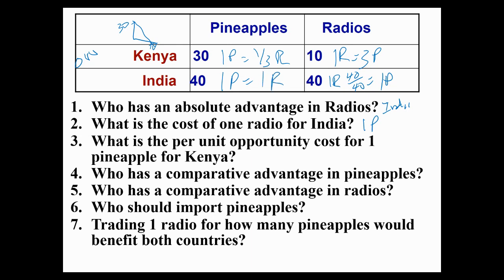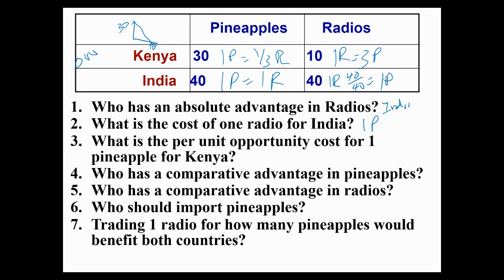Okay, so then it says who has comparative advantage. Well, if we take a look, who has comparative advantage in pineapples? Who's better at making pineapples? Kenya is better at making pineapples. They give up the least. Who has comparative advantage in radios? Well, that would be India. They're better at making radios.